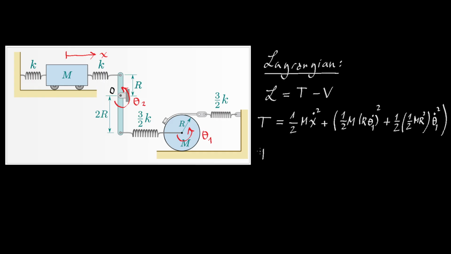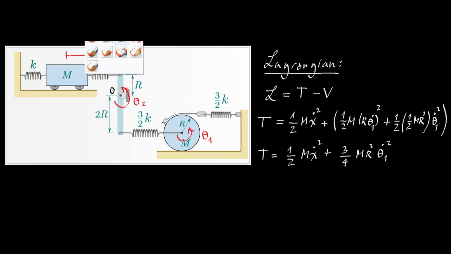This can be simplified as follows. This sum here can be written as 3/4 m r squared theta 1 dot squared. This same result can be obtained if we remember that the instantaneous center of rotation of this cylinder is located precisely at the point at which the cylinder touches the horizontal surface. So here is the kinetic energy.